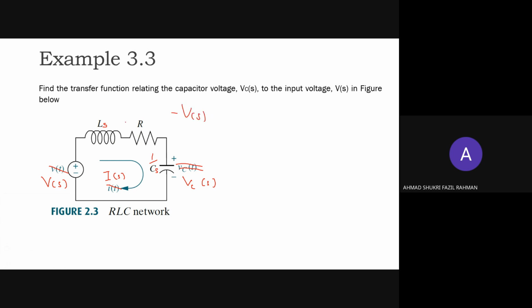and then we'll go find with LS multiplied by IS, and then plus R multiplied by IS, and then plus 1 over CS multiplied by IS. And then the whole sum must equal to 0. So this one would be equation 1.